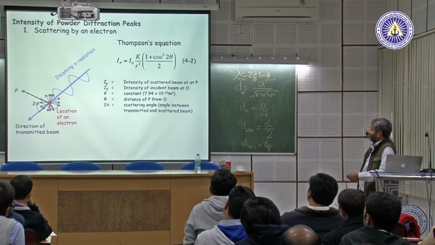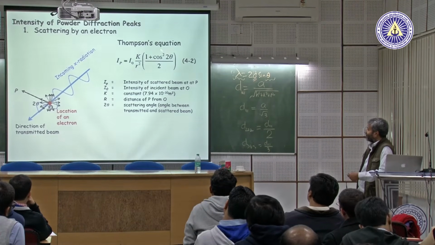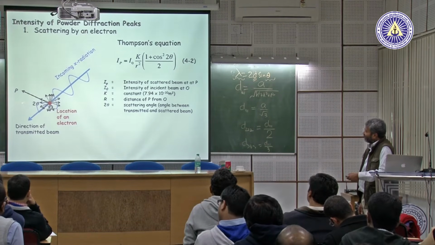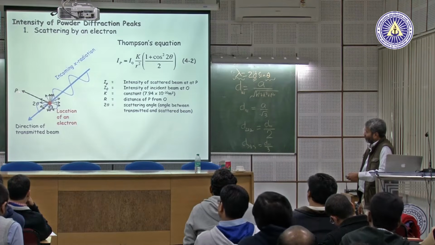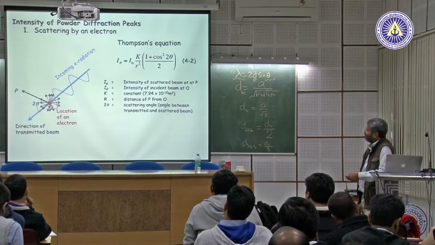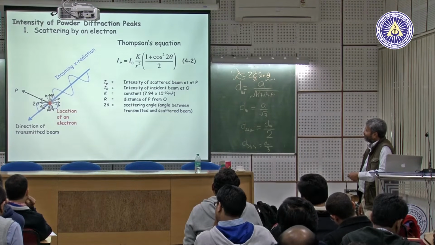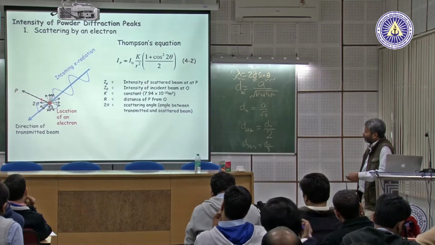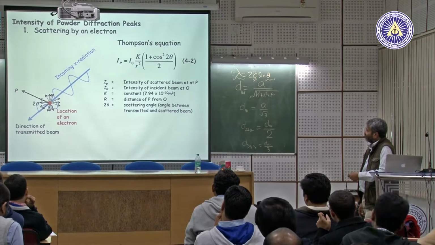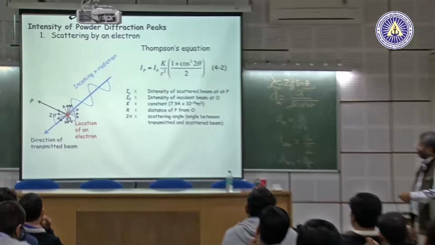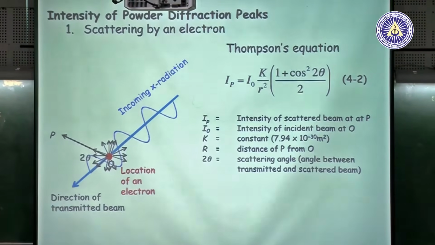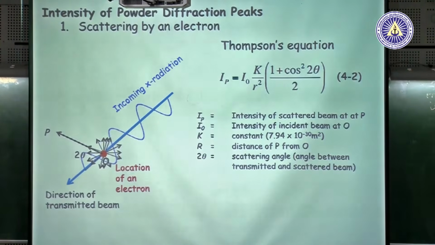Now, J. J. Thomson, the discoverer of the electron, gave us this formula, which is Cullity's Chapter 4 equation 2, to write the intensity at P in terms of incoming intensity I naught. R is the distance OP, and you can quickly see that R square is in the denominator, which means intensity is falling as R square. All of us know intensity falls as R square.